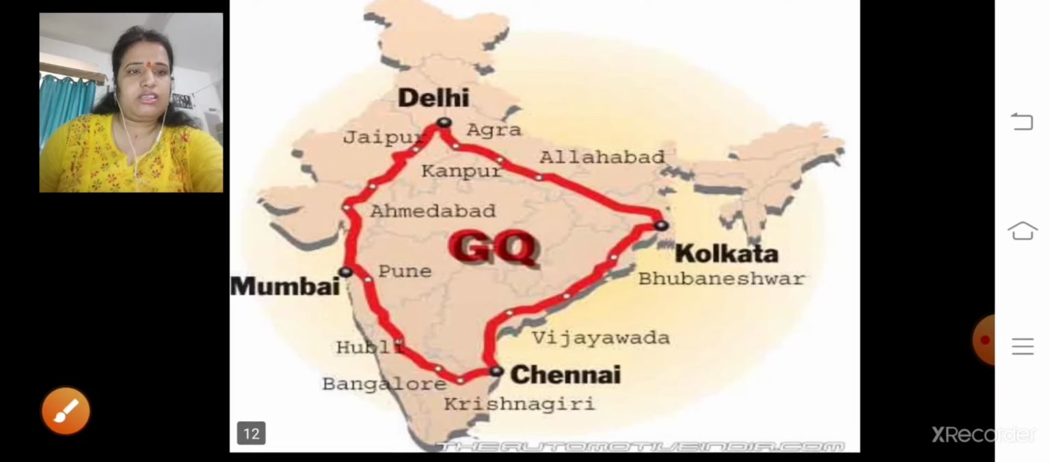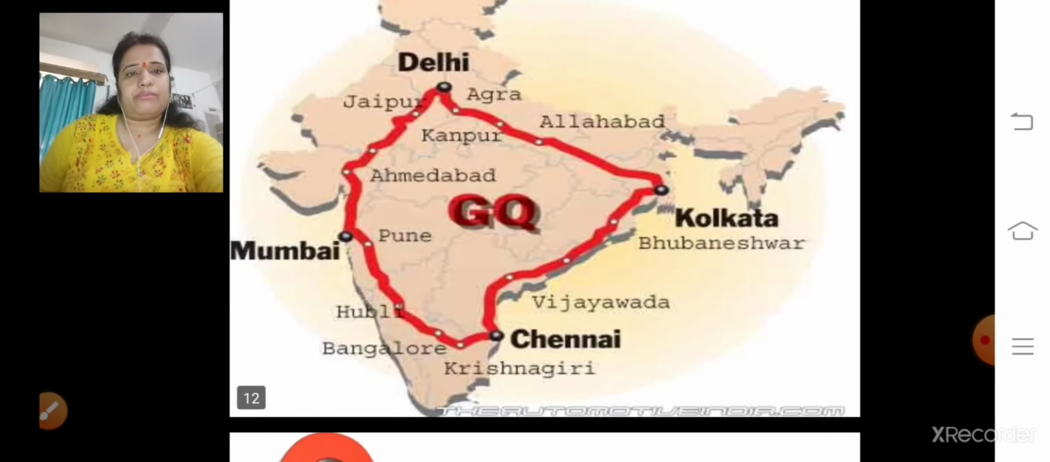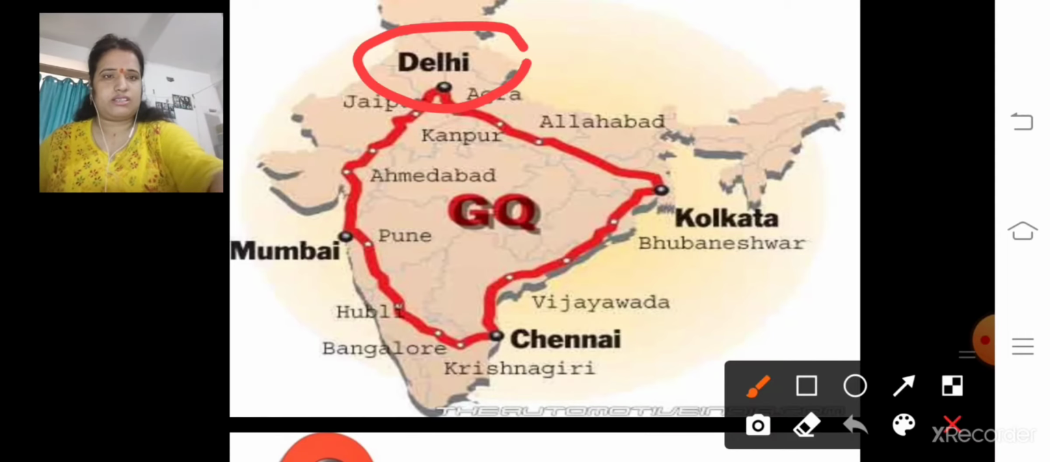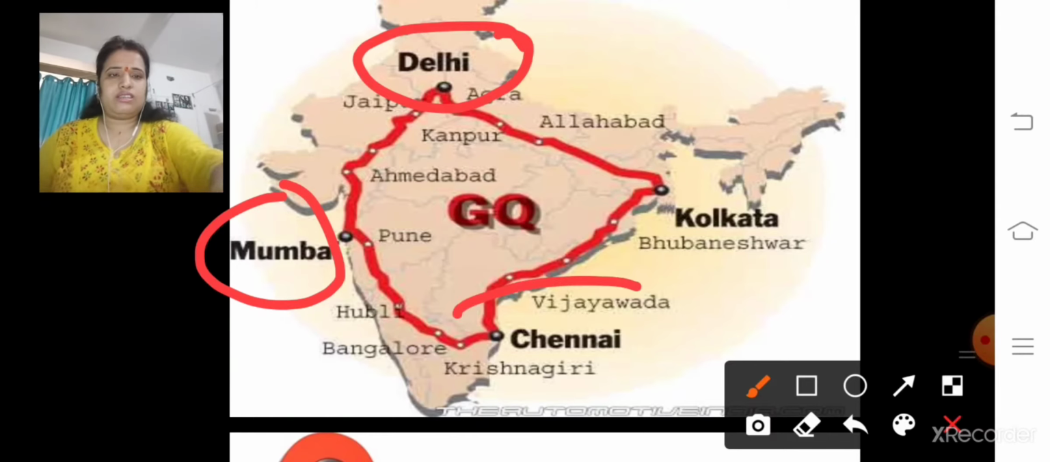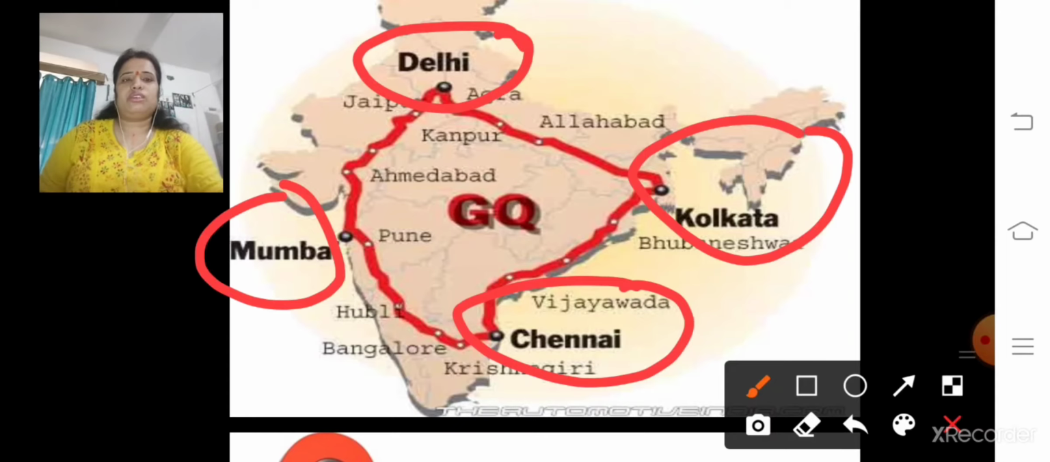See the map of the Golden Quadrilateral Superhighway. This is the map which connects your 4 metropolitan cities: Delhi, Mumbai, Chennai, Kolkata. This is your Golden Quadrilateral Superhighway.